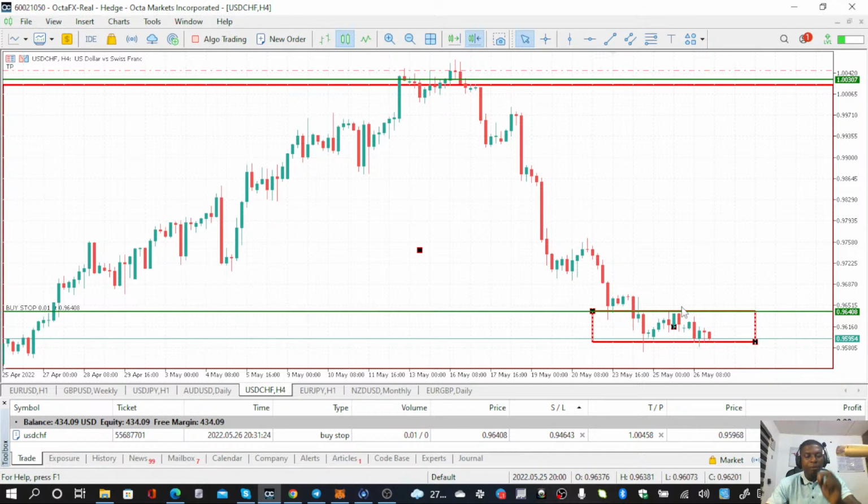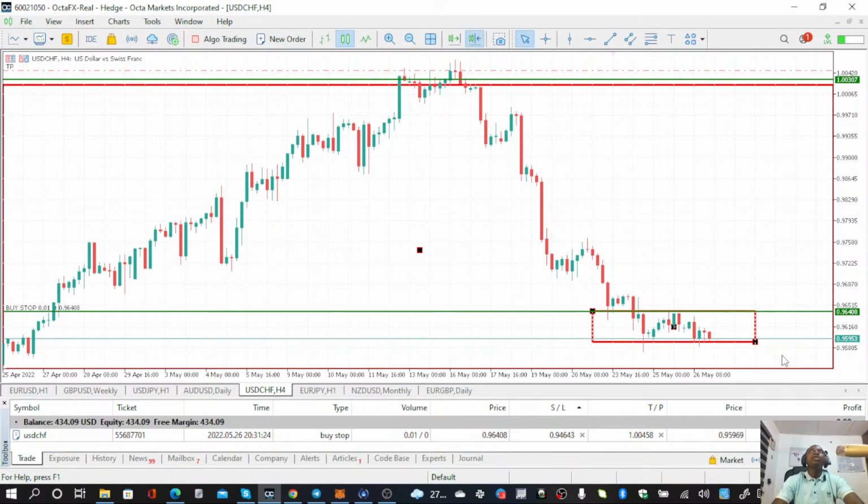Now, bullish means the market is going up, people are buying, right? Price is moving upward. So look at this movement here. This movement is bullish because price is consistently going up. But look at this movement here. This movement is bearish because price is consistently going down.